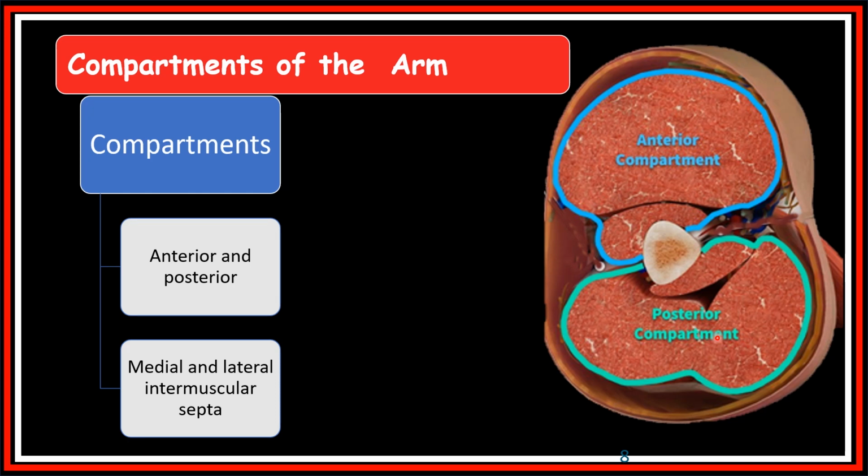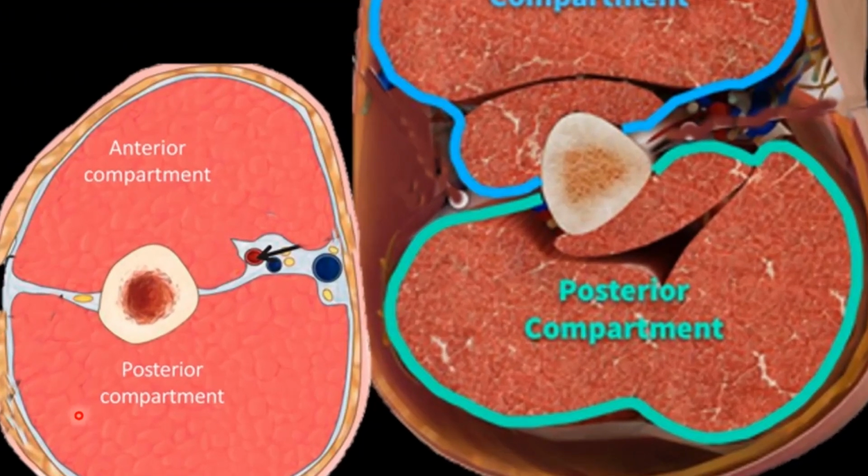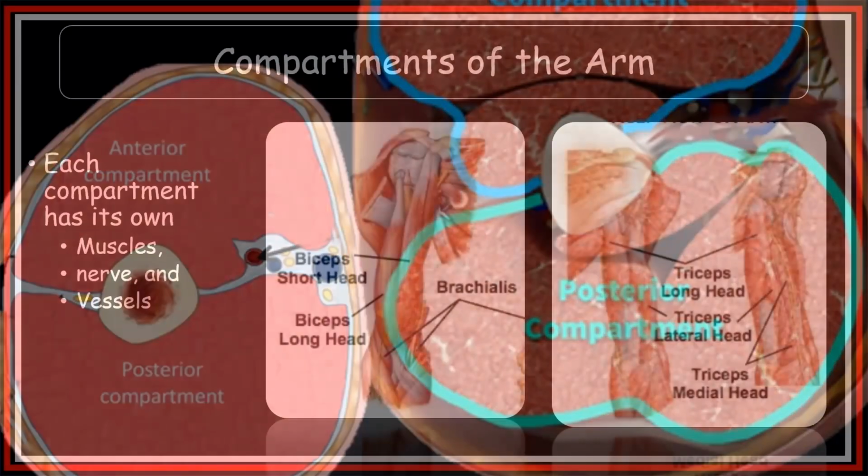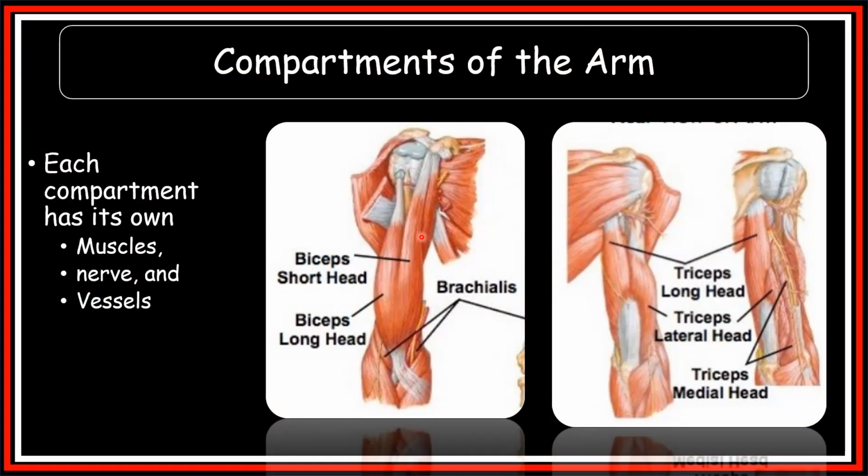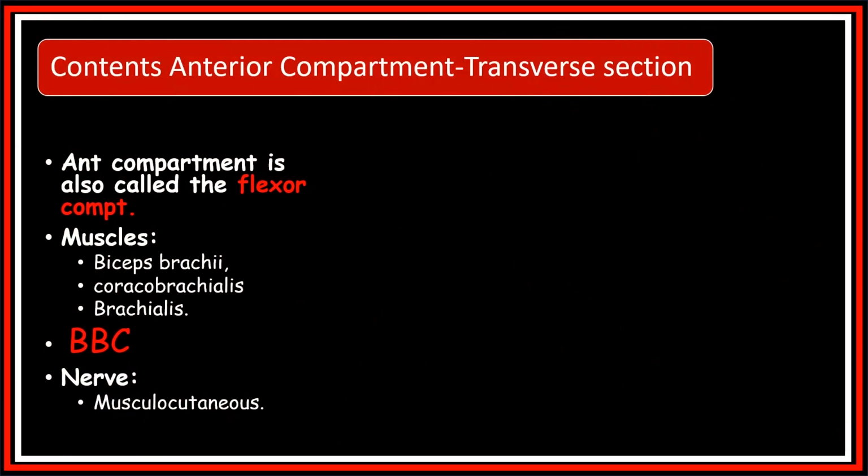So here we'll be seeing another diagram. Intermuscular septa: the lateral intermuscular septum, the medial intermuscular septum. So these septa will give us these 2 regions as we noted earlier. Here we are seeing the muscles in the anterior compartment, and here we are seeing all the components of the posterior compartment. We will start with the anterior compartment, and this compartment is also called the flexor compartment.